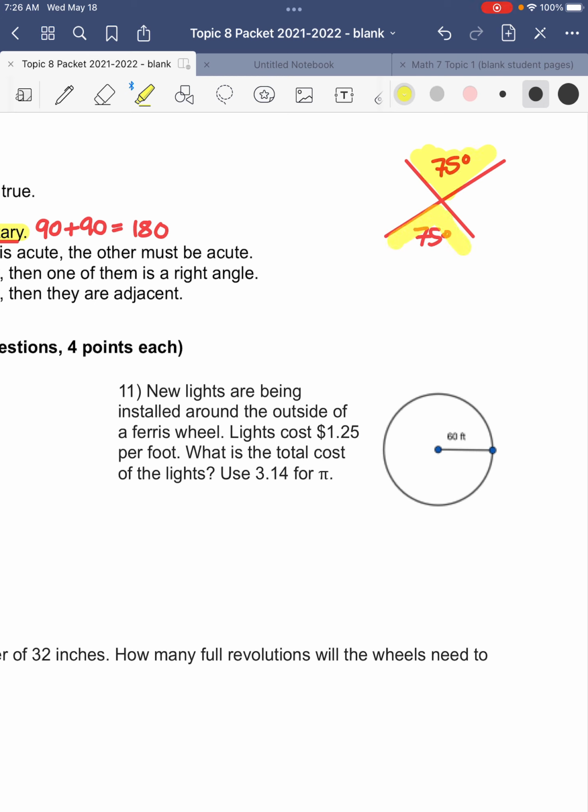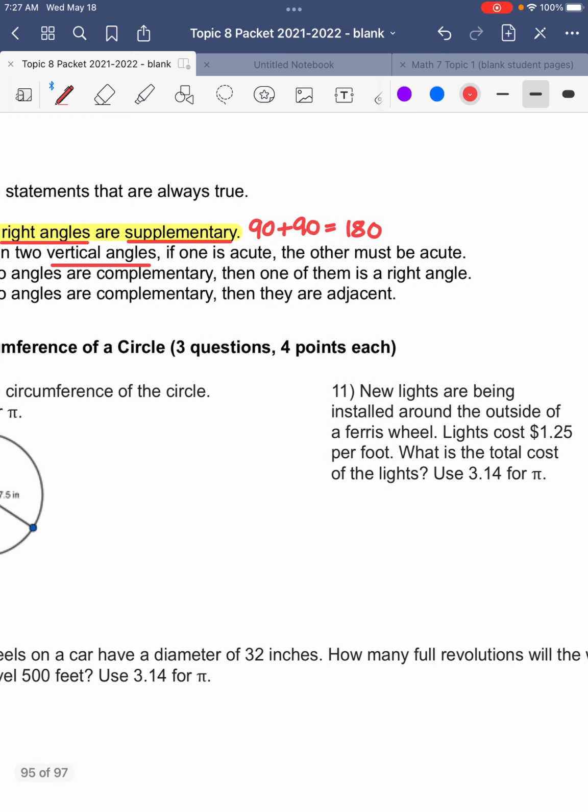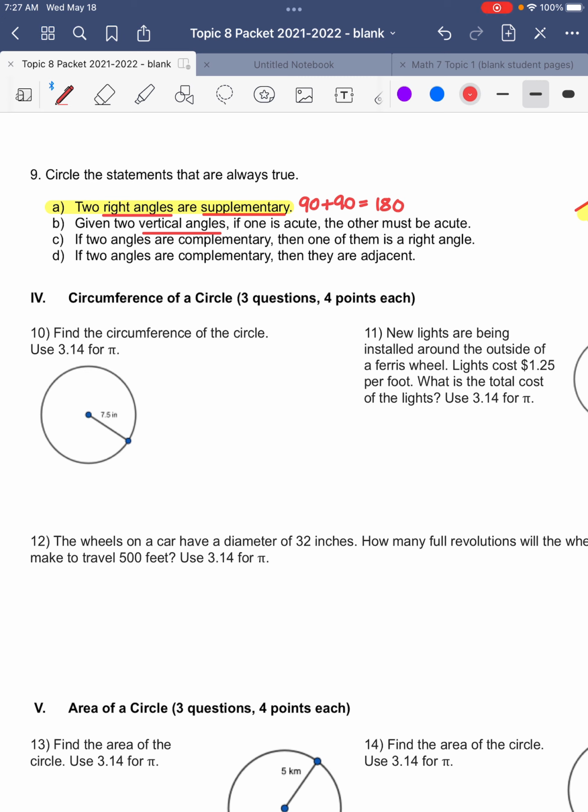Is its vertical angle, the bottom one, the one directly across from it, also acute? Well, 75 is less than 90, so yes. So, given 2 vertical angles, if one is acute, the other must be acute. Yes, that is true. Let's highlight that one too. Okay, so it said to circle the statements that are true. It didn't tell us how many, so they might all be true.